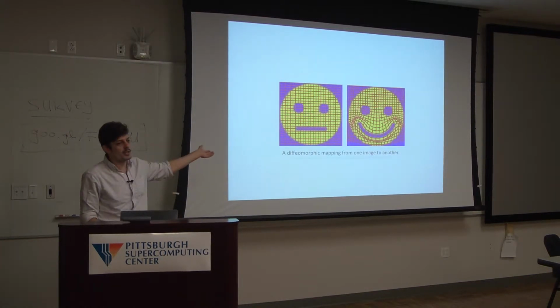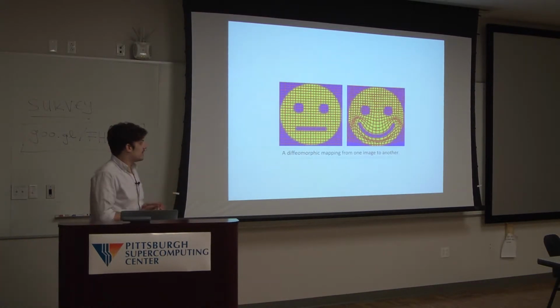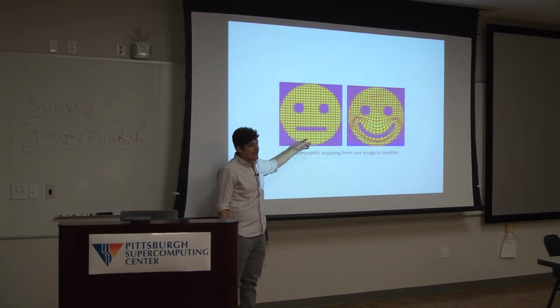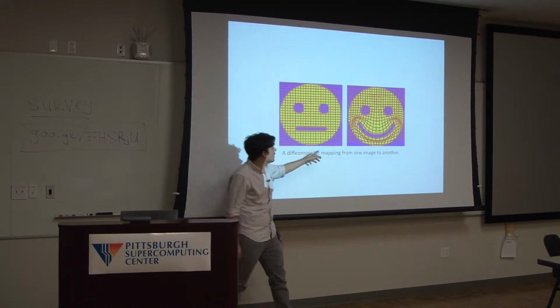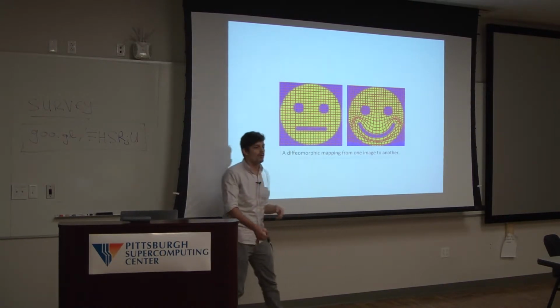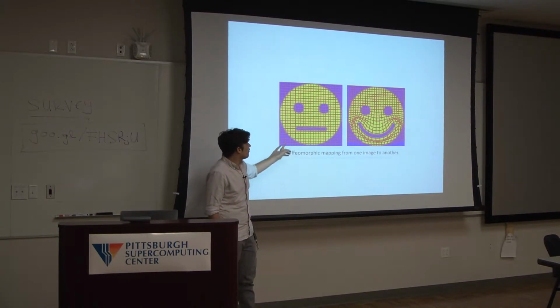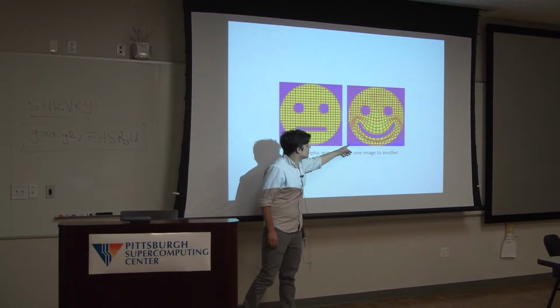An example of which would be this. So we have 2 images, one of a neutral face and another image of a smiley face, and we want to find a smooth transition from one of these images to another.